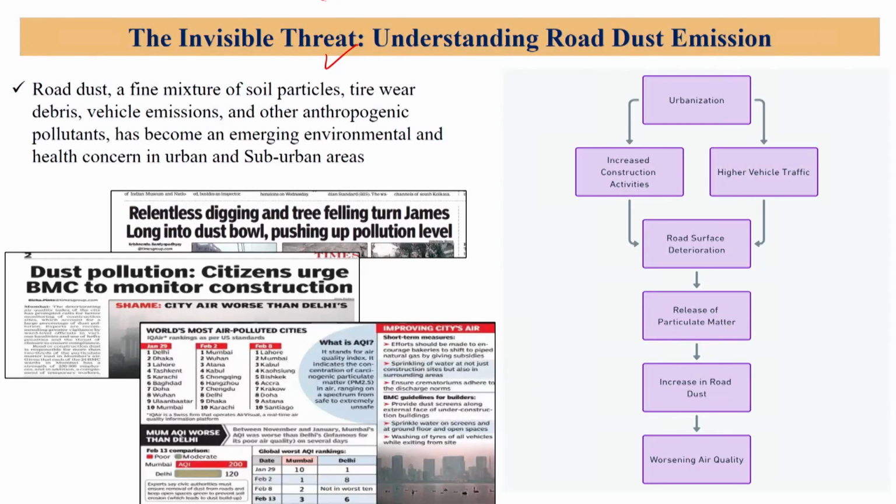So, if you just see the definition here, what is actually road dust? Road dust is a mixture of solid particles, tire wear, and debris, and vehicular emissions, because when a vehicle emits soot aerosols and carbonaceous materials, they can be resuspended and deposited back on the roads. So, they again become a kind of road dust. Anthropogenic road dust is becoming an emerging environmental health concern, and this is very important, especially in suburban and urban areas.